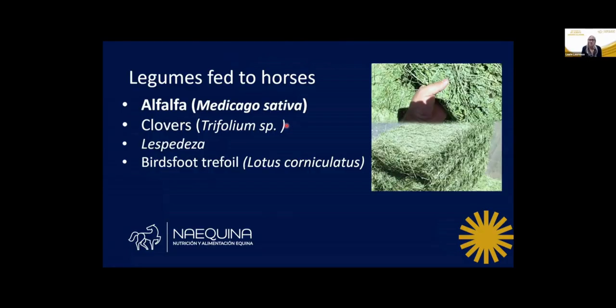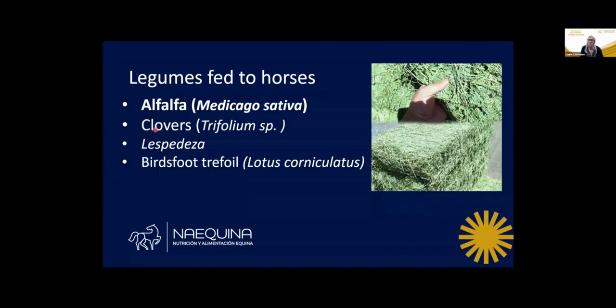We saw some beautiful pictures of alfalfa that was being fed to horses in the last presentation. This would be an example of some alfalfa where you can see a lot of leaves. And again, the nutrients are going to be in the leaves. You can see that the stems are very fine. This would be considered early maturity alfalfa and very high quality because the leaves are intact. So we know alfalfa is Medicago sativa.